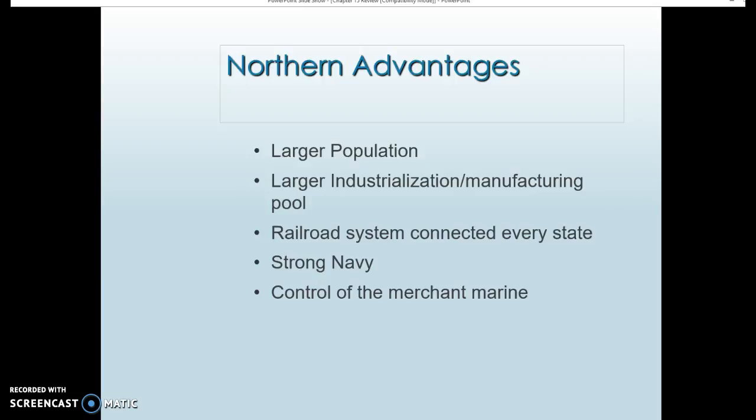The railroad system is more connected. Every state in the north is connected by railroads. Usually more than one railroad line is running through that state. They have a very strong navy, and they also have control of the merchant marine.